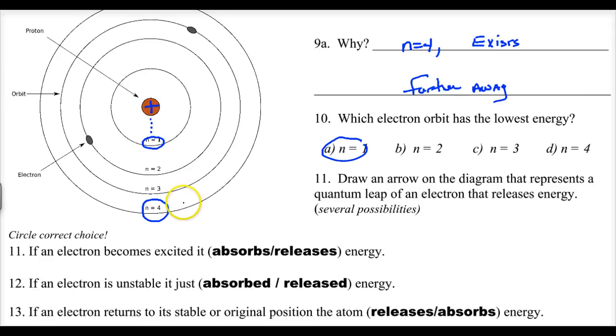Draw an arrow on the diagram that represents a quantum leap of an electron that releases energy. Well, several possibilities. If I'm releasing energy, I'm going from a what? A high energy orbit to a lower one. I'm going back toward the nucleus. So anything that goes back toward the nucleus is perfectly fine. As you can see, there are many examples of that.